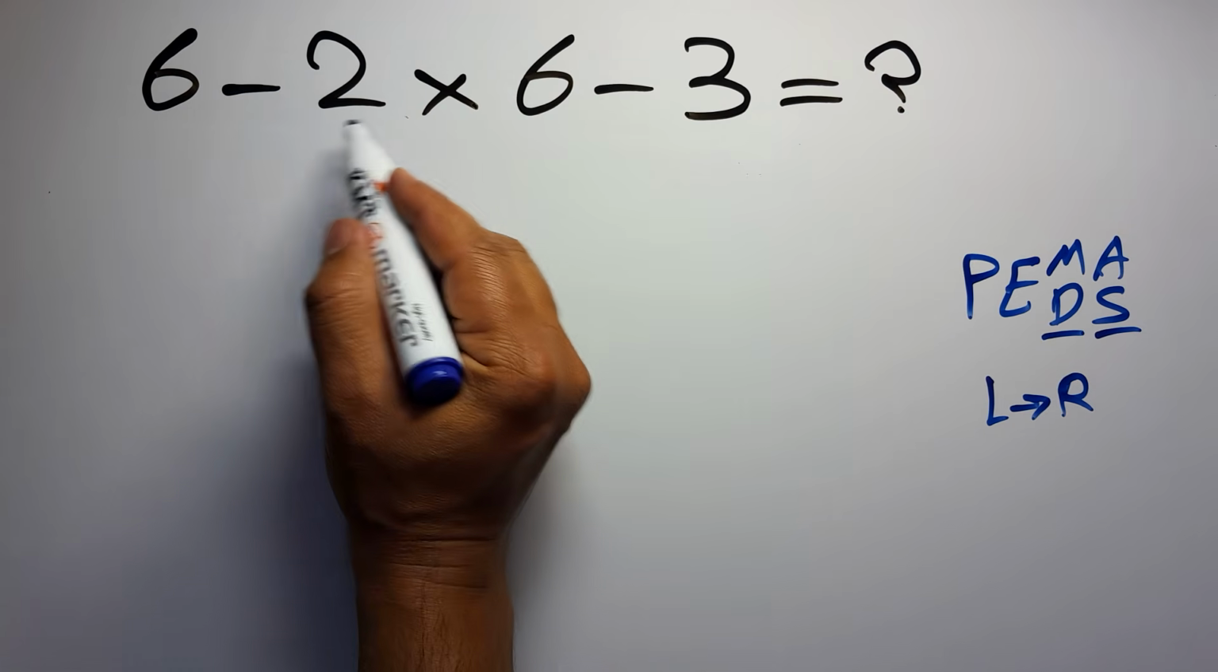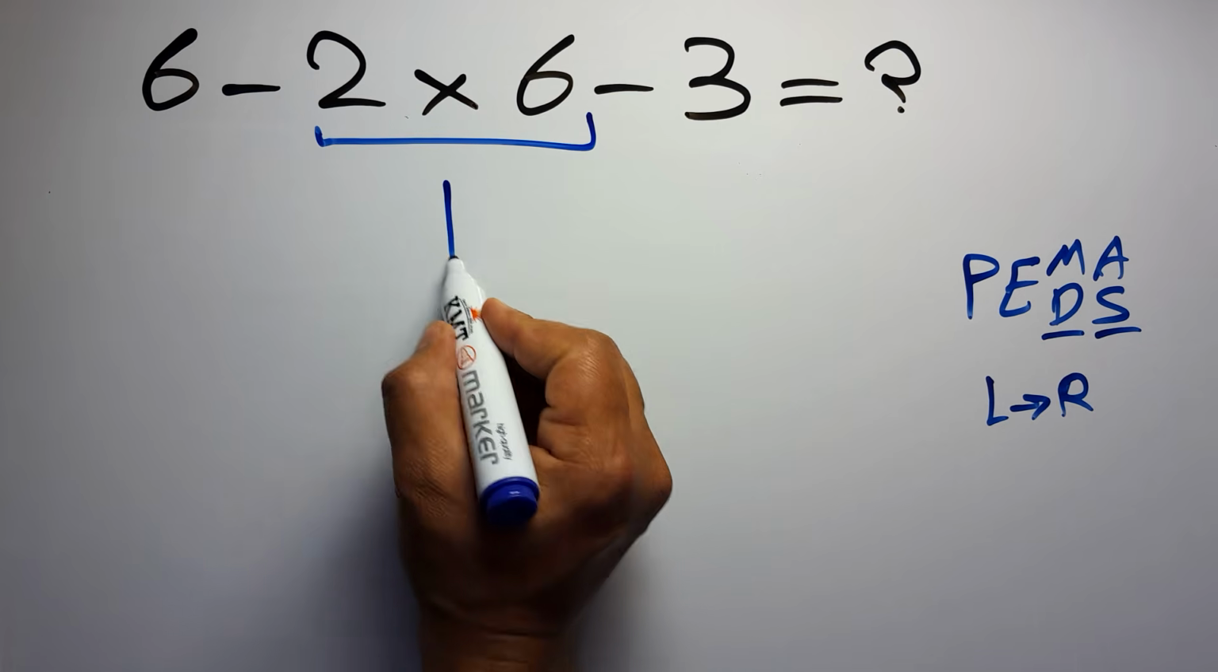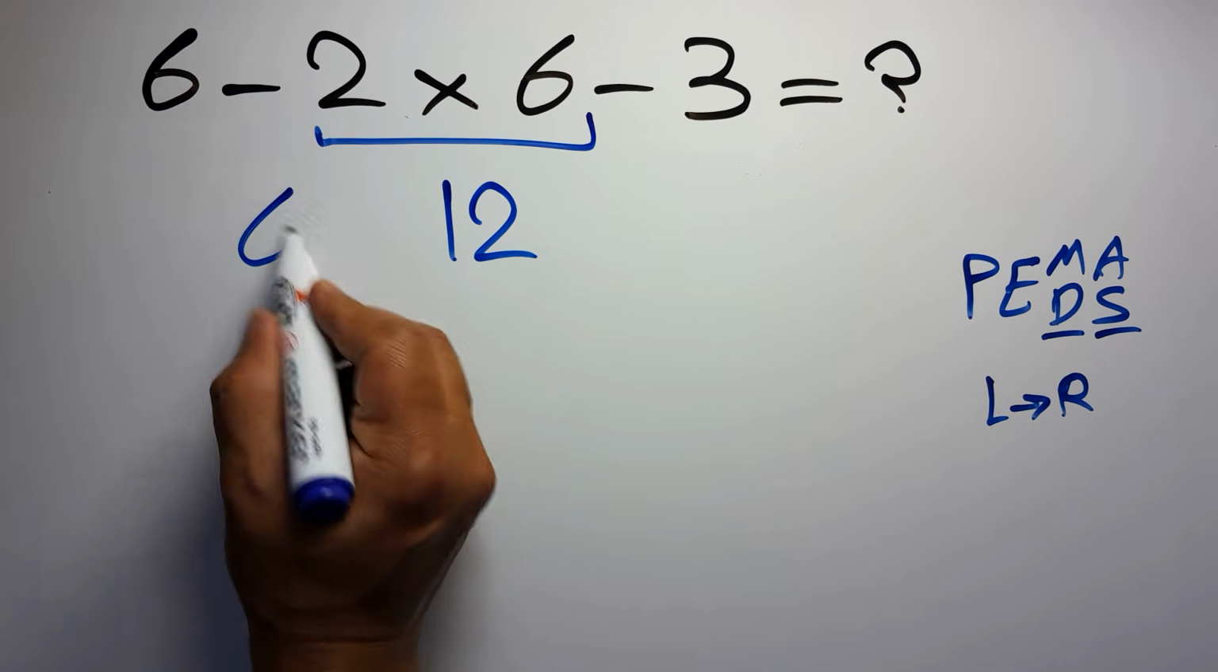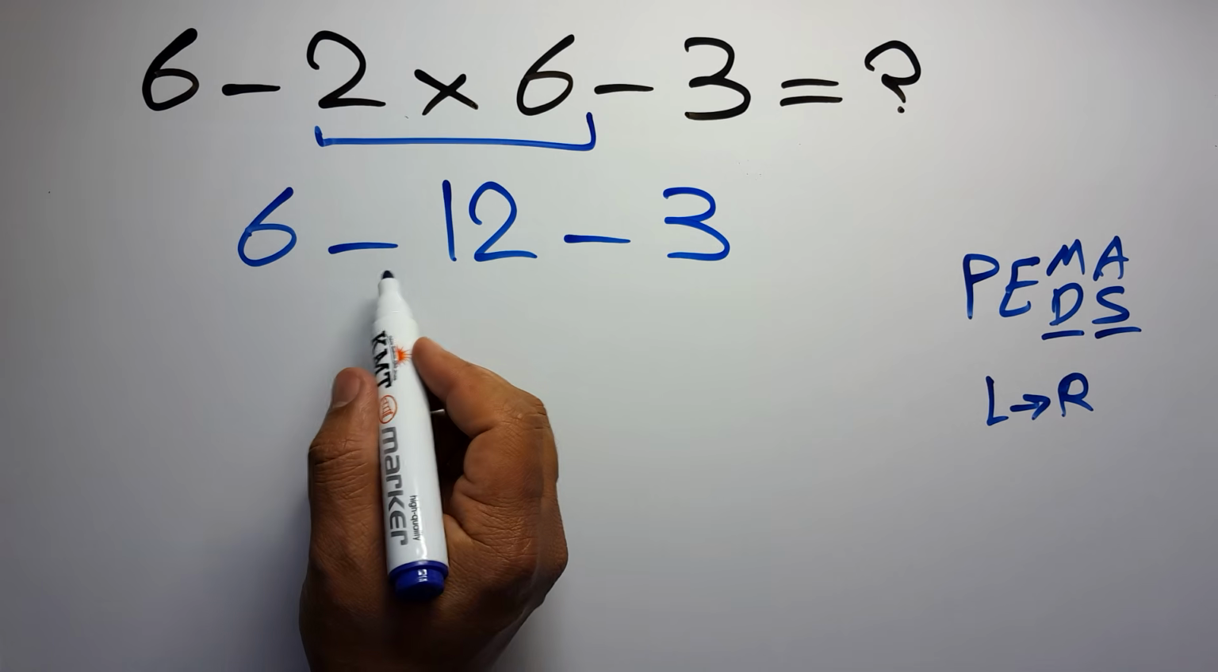So first we have to do this multiplication. 2 times 6 gives us 12. So we have 6 minus 12 minus 3. Now we have to do this subtraction.